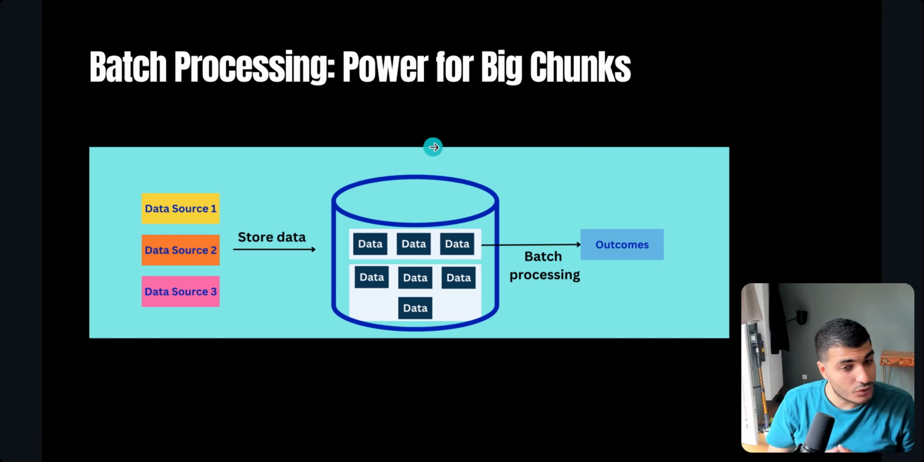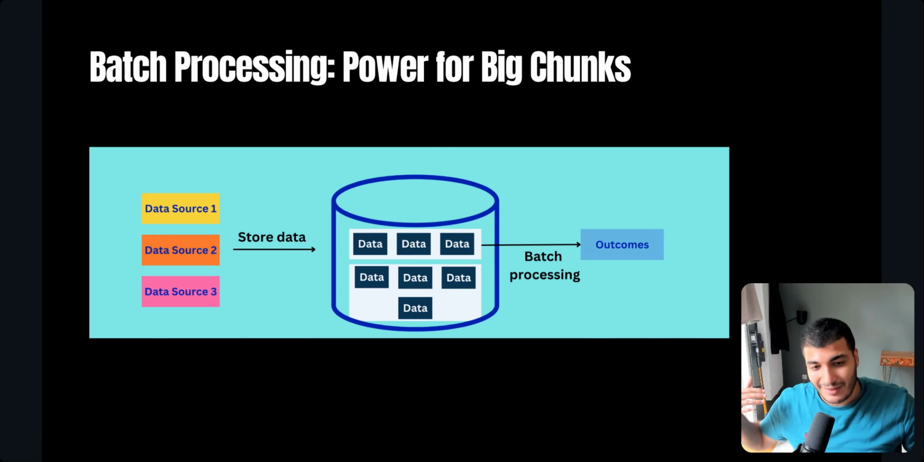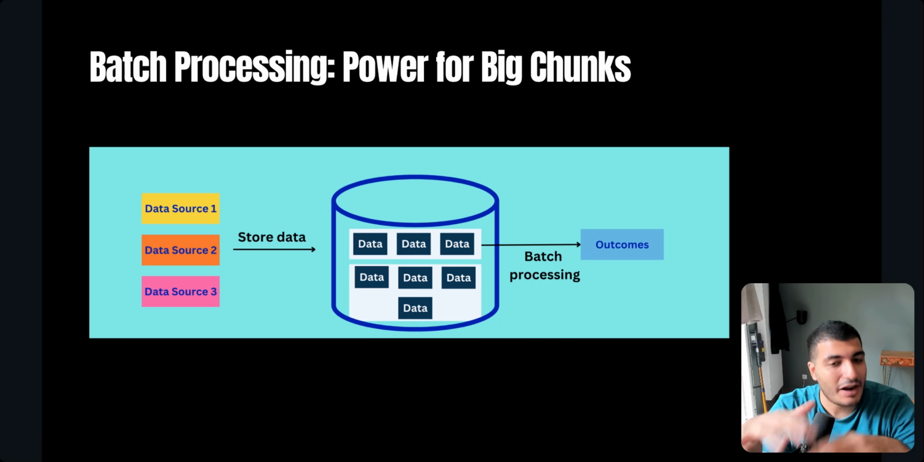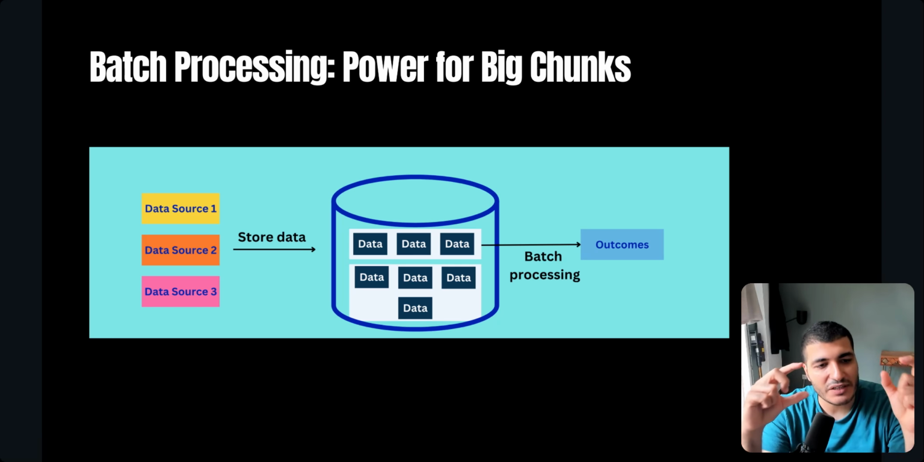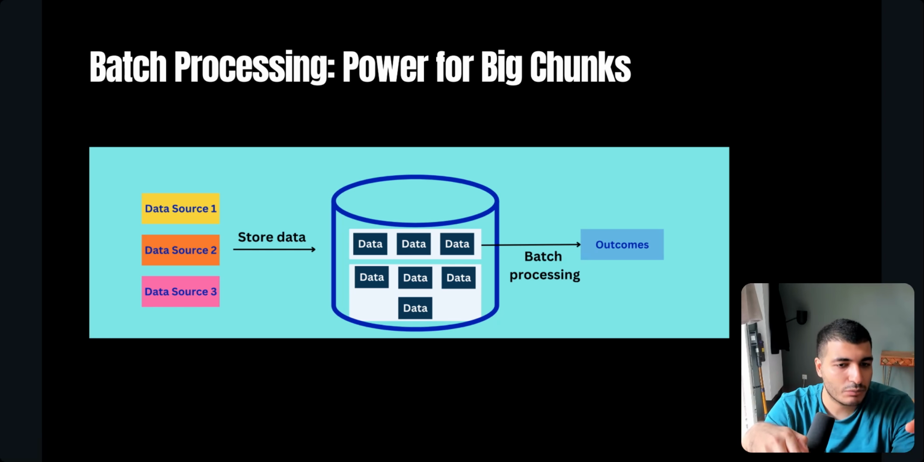But what are the cons of this one? It has high latency, and I would say this is the biggest one. Results are not available in real time. There is a significant delay between data ingestion and processed output. It's not suitable for immediate insights.